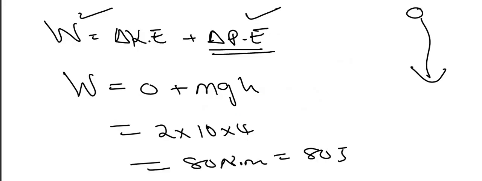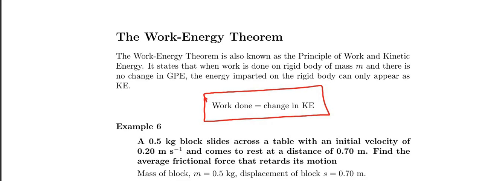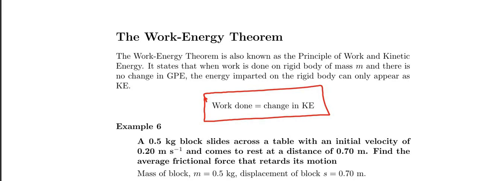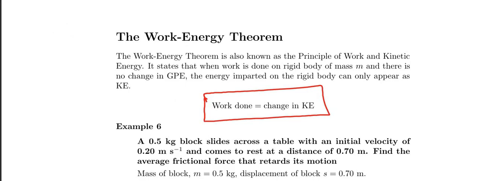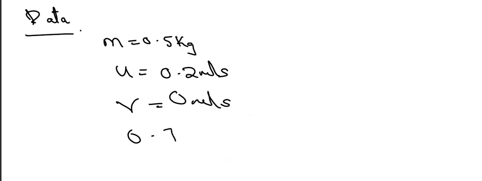So if I may write the data that we have, we need to write it nicely. The mass is 0.5 kg. Then the initial velocity is 0.2 meters per second. The final velocity: this thing is coming to rest, so the final velocity is 0. The distance that it covers is 0.7 meters. That's the distance we're having, S or D.